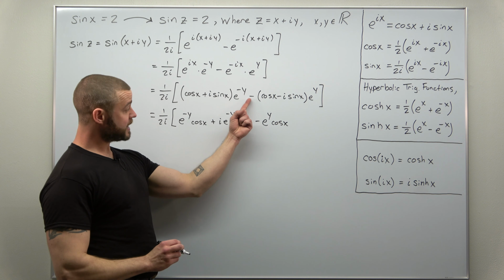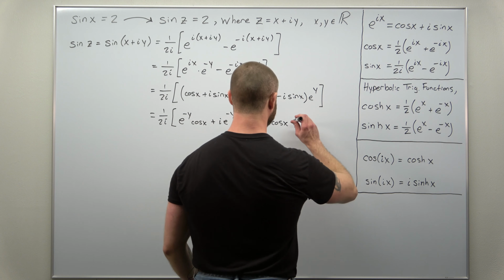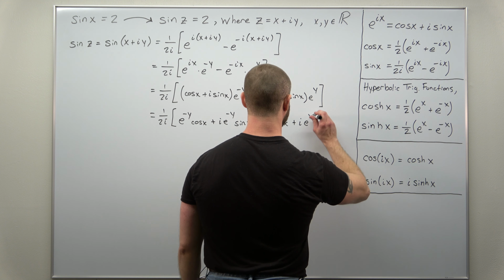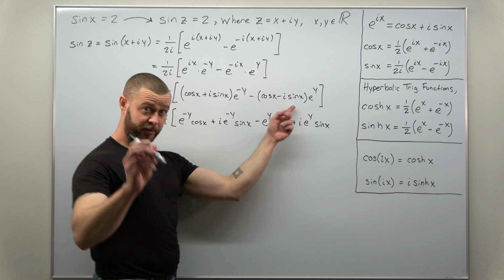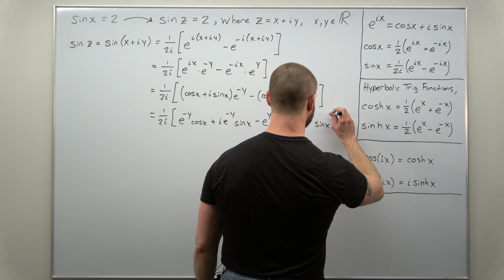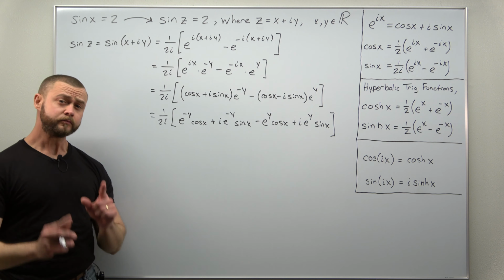And now distribute your negative. Those two negatives will change to a positive. And we'll write that as plus i e to the y. And that's multiplying sine of x. All right, that is a fair amount of work, all basic algebra here.